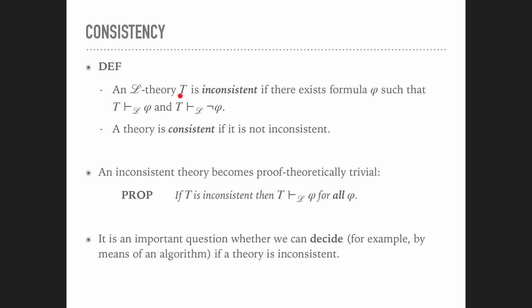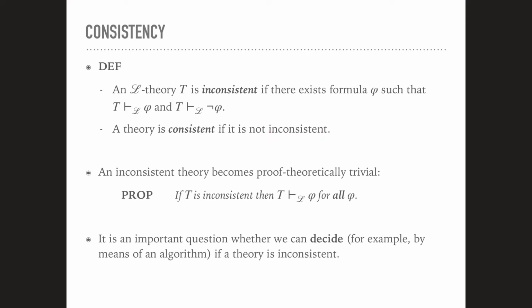Namely, an L theory T is inconsistent if there exists a formula phi such that T proves phi and it also proves not phi. And the theory is then consistent if it is not inconsistent.